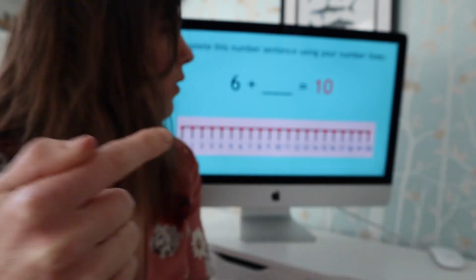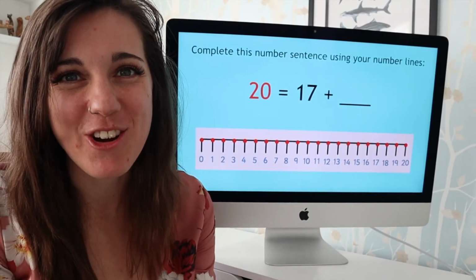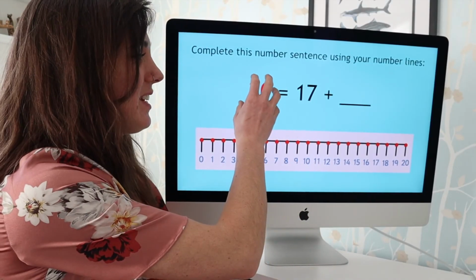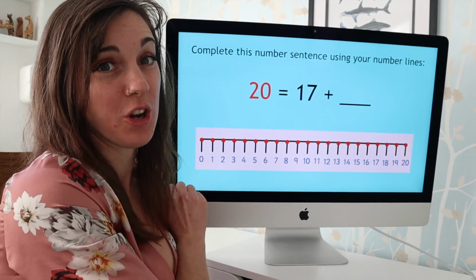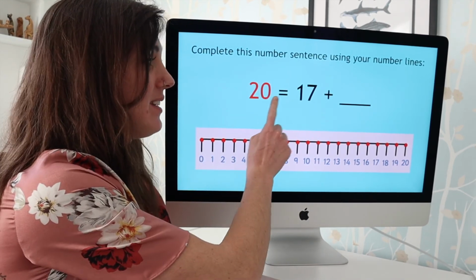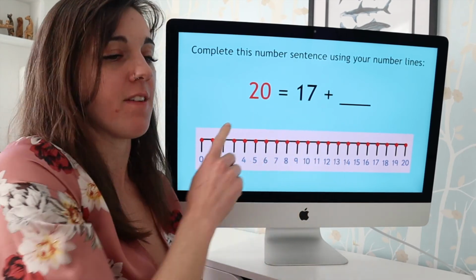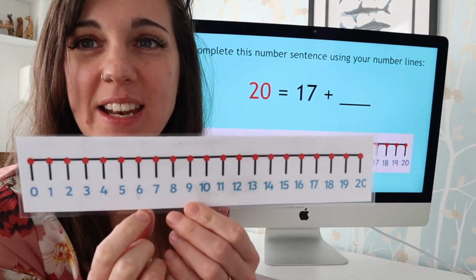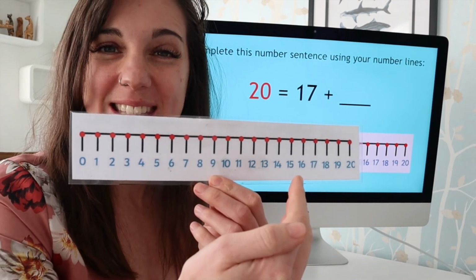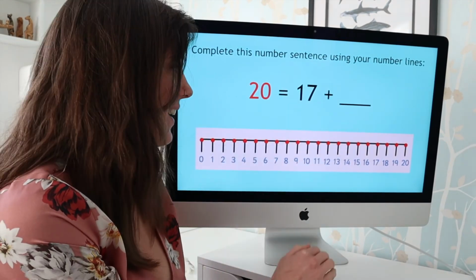1, 2, 3, 4. And the last one, they've tried to trick you again here. They've put the number 20 first. They've put the whole or the total first. 20 equals 17, add something. Find the number 17 on your number lines and work out how many more you need to add to make 20.